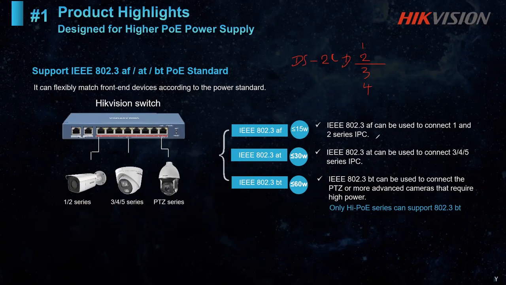Mostly, as you can see, one line and two line series IP cameras have fewer features and less processing capability, and low power consumption. Therefore, IEEE 802.3 AF is more suitable for one line and two line cameras. And if you have any 3, 4, 5 series cameras, definitely you can go with AT. And if you have any kind of PTZ camera that requires higher power, because you have to power the PTZ motors at the same time, then you can go with a high PoE switch.